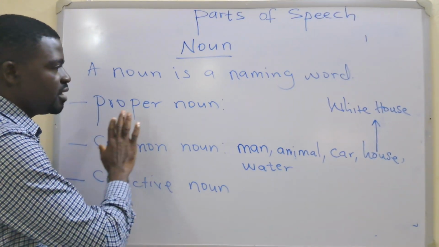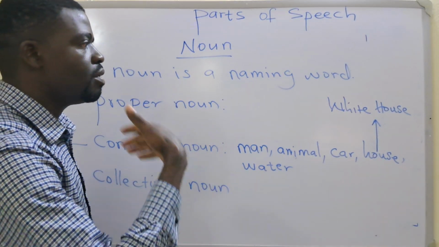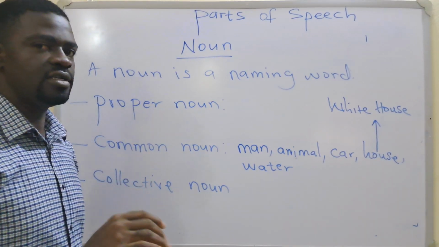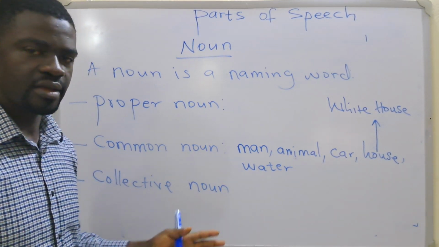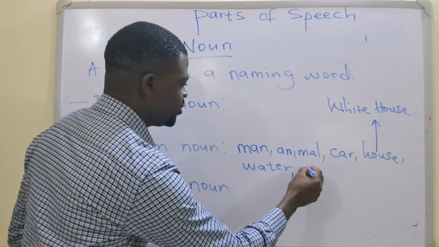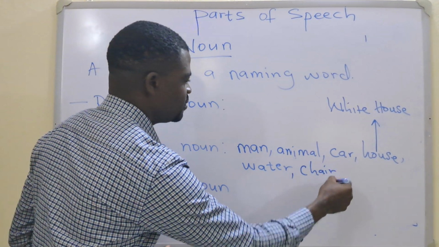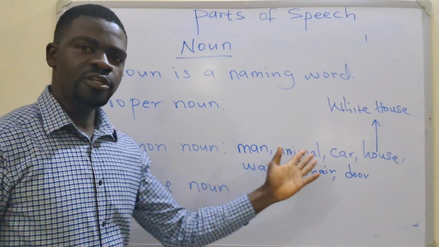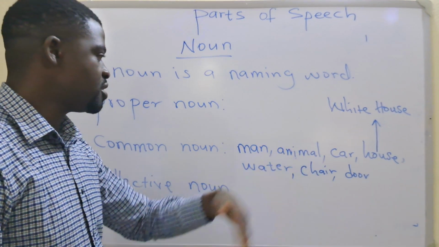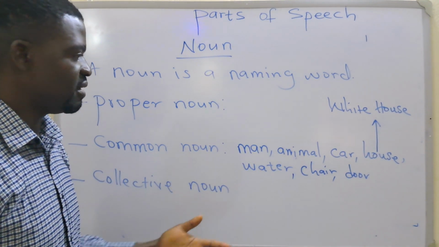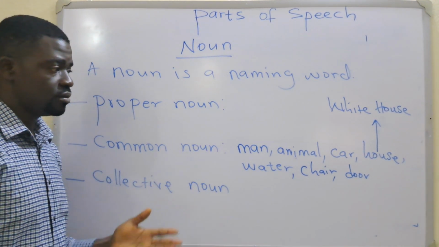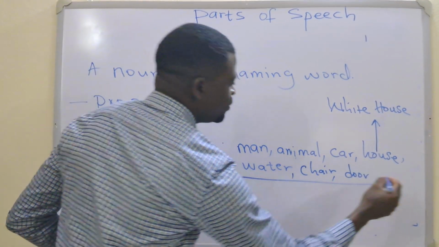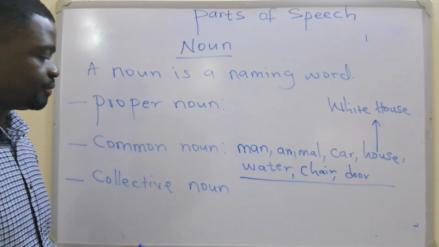So proper nouns are names given to specific people or places or things. Common nouns are not specific. They refer to just anything. It can be chair, door. It's not a particular door, just any door. Flower, bird, grass, fish. So common nouns don't refer to any particular thing.